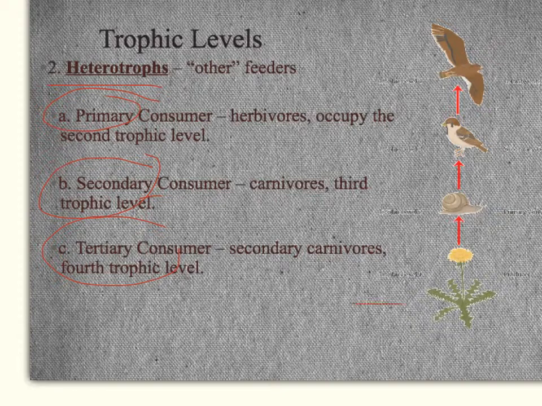So we can see here we have our dandelion, which is our producer, and then the snail is obtaining the energy flowing from the dandelion into the snail. And then the energy is going from the snail to the little bird, and then the little bird gets eaten by the big bird. So we can see how energy flows through the organisms in this particular ecosystem.